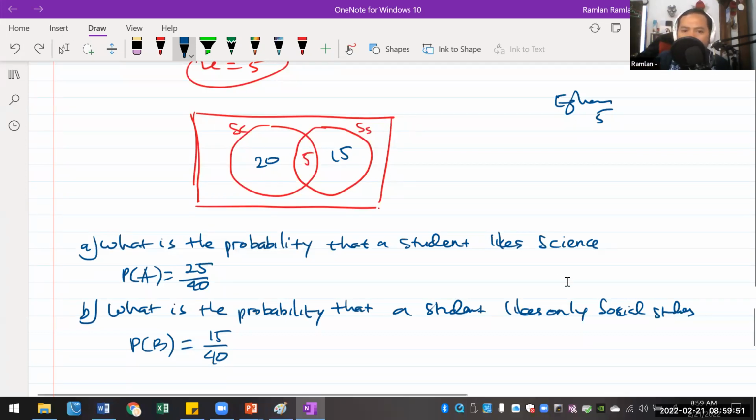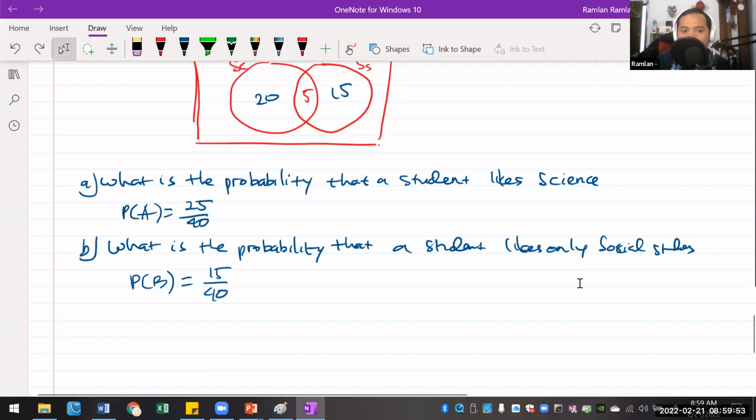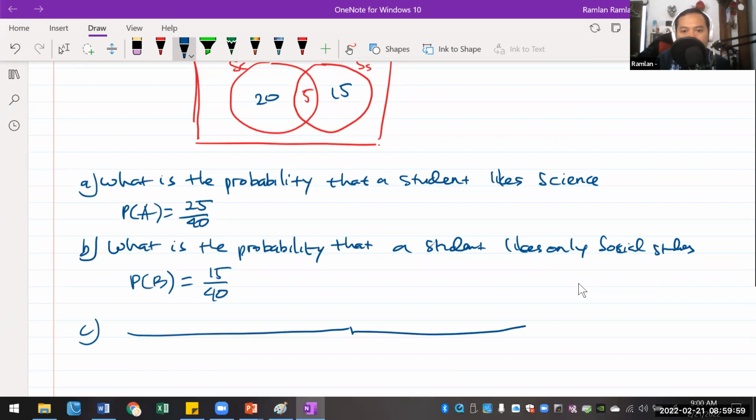Okay, so if I add another question, which is probably almost the same as the previous question. What is the probability that a student likes only science? You can see it from here, right? It's because that 20 represents the students that like only science. So that will be P(S) equals 20 over 40.